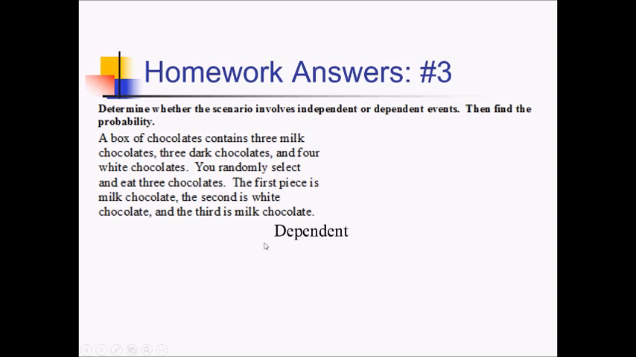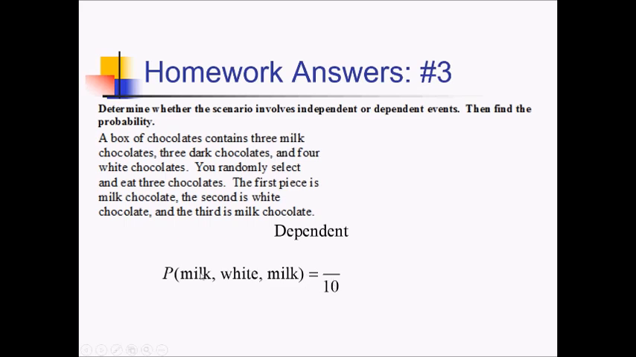So now let's get to the probabilities here. We want to figure out the probability that our first piece is milk chocolate, the second is white chocolate, and the third is milk. So we've got milk followed by white followed by milk for our probability. And now for the probability of the milk chocolate on the first try, well, let's see here. How many chocolates do we have overall for our total possibilities? We have 3 milk chocolates, 3 dark chocolates, and 4 white chocolates. 3 plus 3 plus 4, that gives me 10. So we're going to have something over 10 for our first probability.